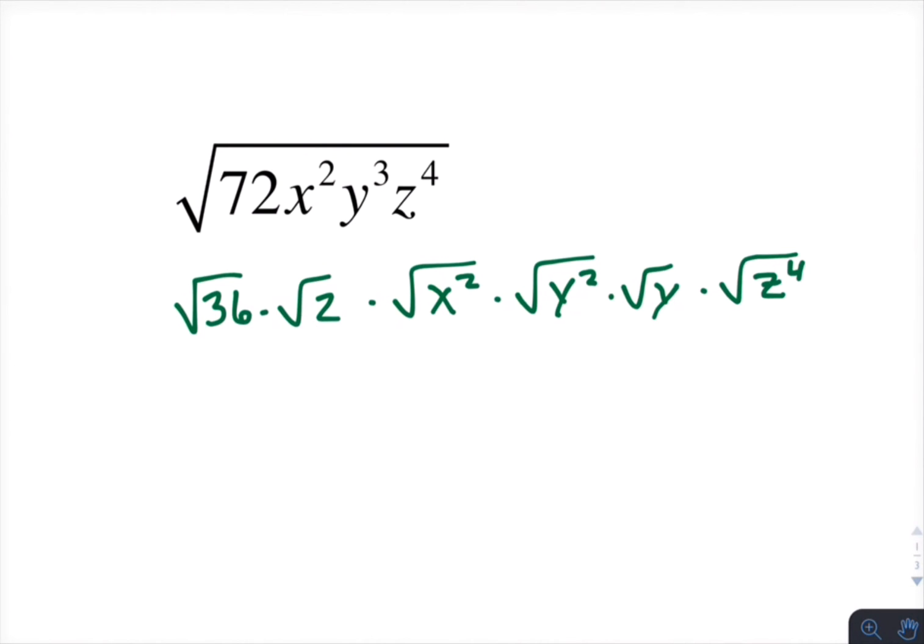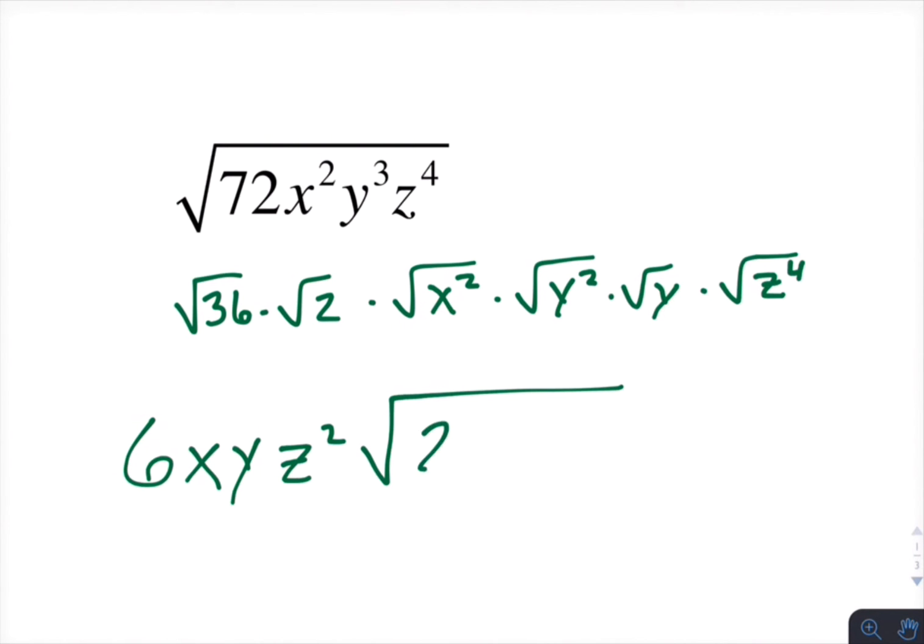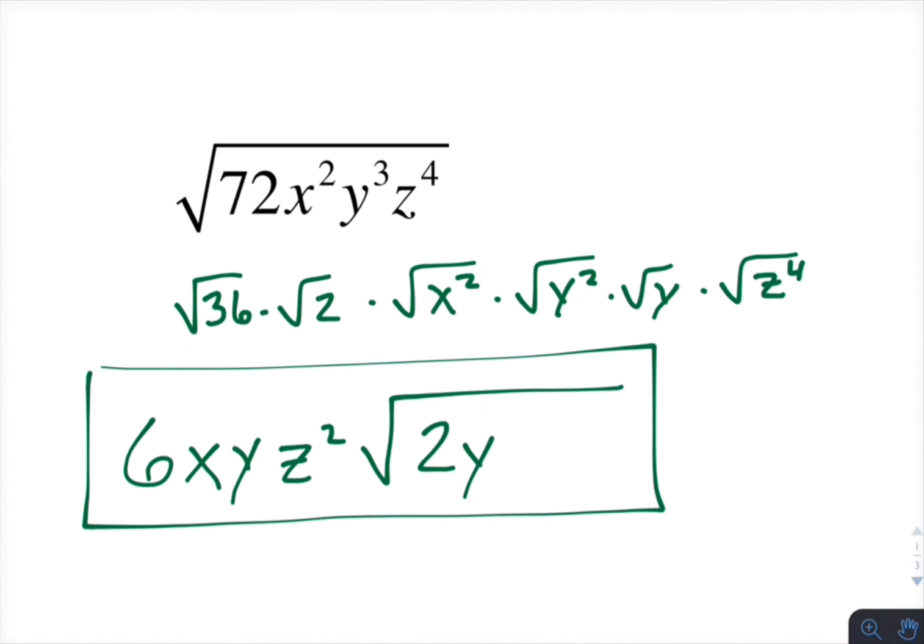So the square root of 36 is 6. The square root of x squared is x. The square root of y squared is y. The square root of z to the fourth is z squared. And then the things that I could not take the square roots of still stay inside the root. So that would be the 2 and the y. So that is the simplified form of the square root of 72x squared y cubed z to the fourth.